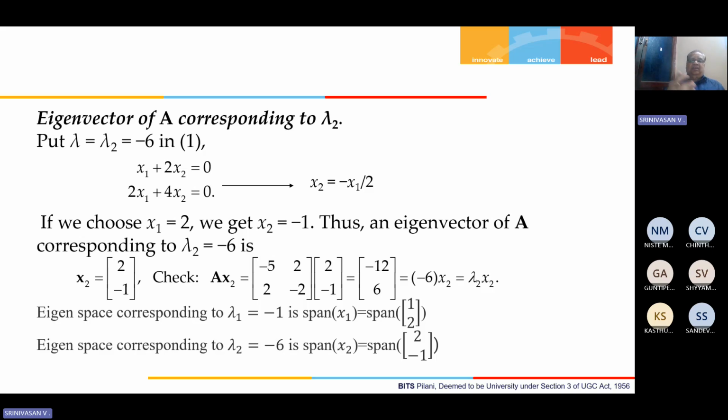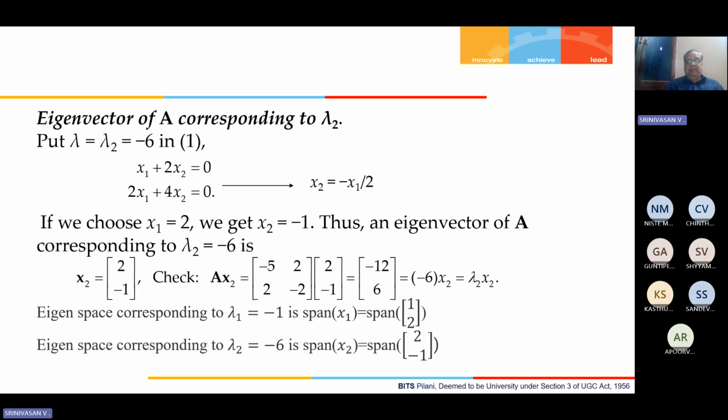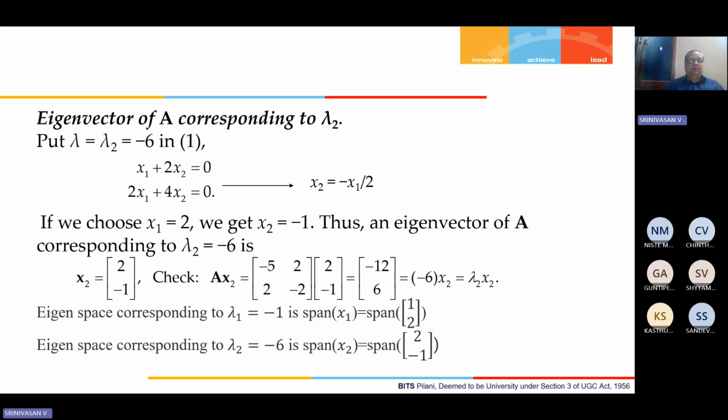It is also asked for the eigenspace. The eigenspace corresponding to lambda1 equal to -1 is the span of x1. That is all those vectors that are spanned by (1, 2), and likewise the span of (2, -1). In the sense that you can have proportional values of x, as I mentioned, 2, 4, etc. That's the meaning of span here. So you get a space of vectors.